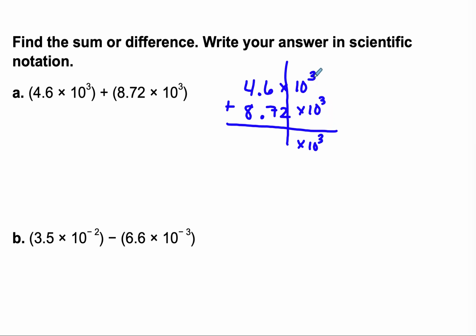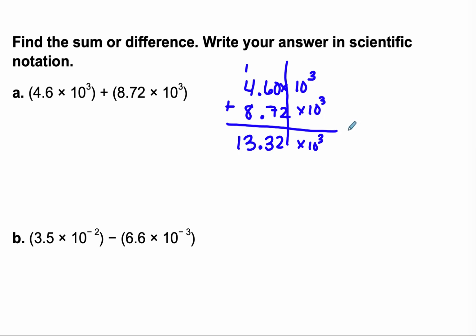10 to the third means 1,000. These numbers are in the thousands, 4,000, 8,000. These are the same. It tells me the place value for these first numbers. Okay, I need a placeholder 0. And we're not using calculators today to do our calculating. Okay, 0 plus 2 is 2. 6 plus 7 is 13. We bring down our decimal place. We carry the 1. 1 plus 4 is 5, plus 8 is 13.